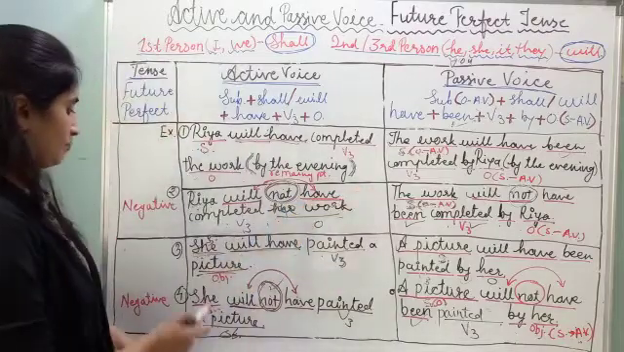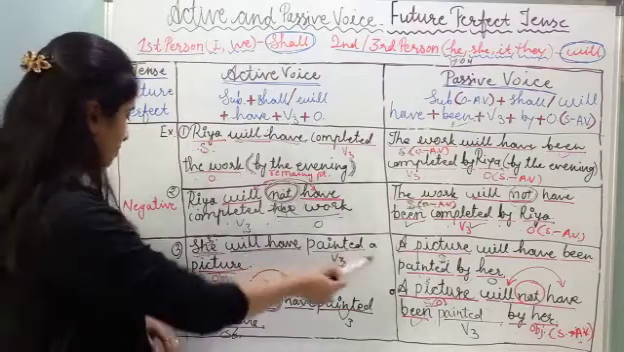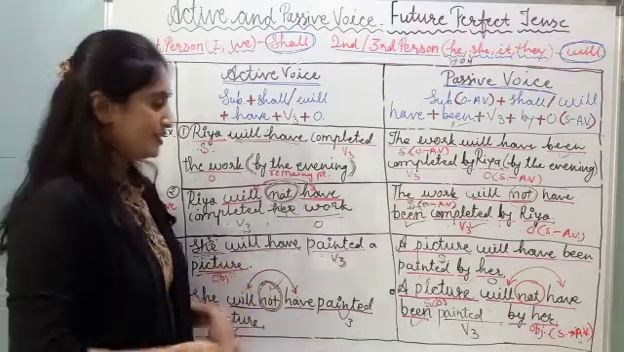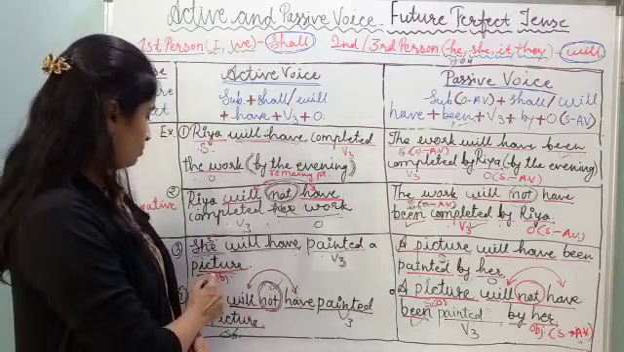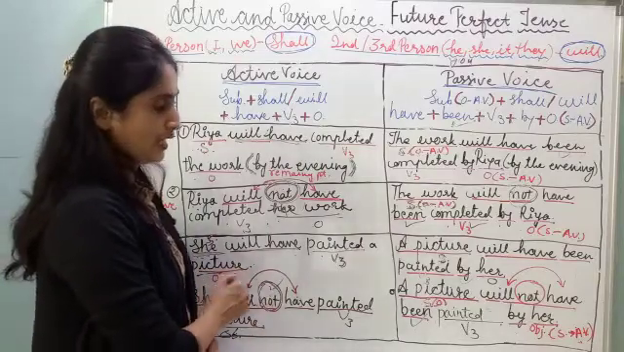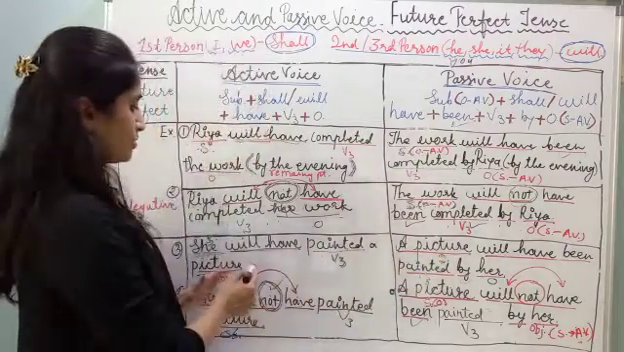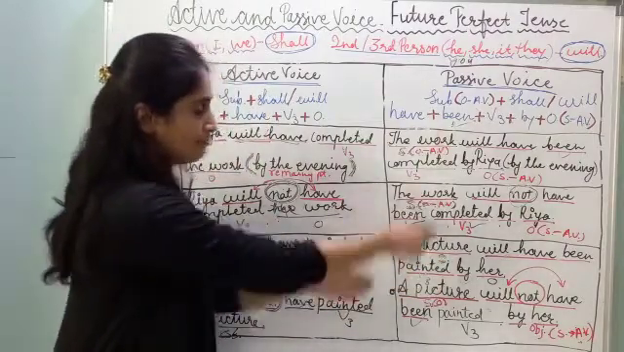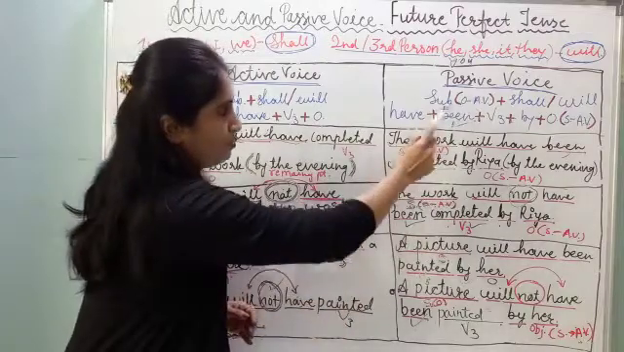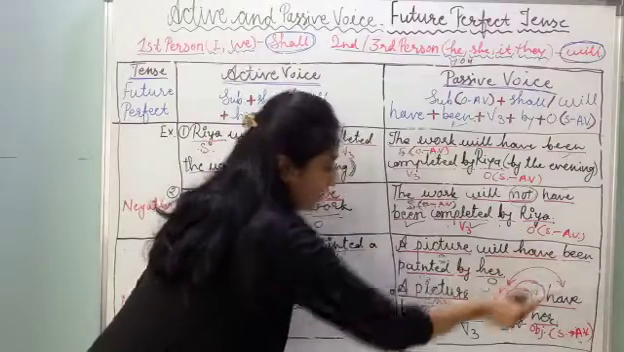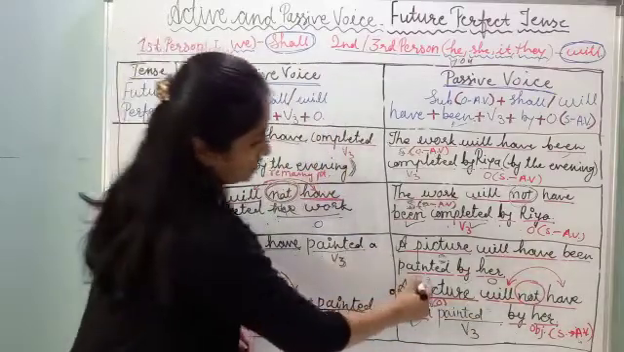Next sentence. She will have painted a picture. This is the different sentence. In this sentence, object is a picture. It will be the subject in this sentence. Object of this will be the subject here in passive voice. Then what? Will have been. Will have according to structure, then put by, then V3.